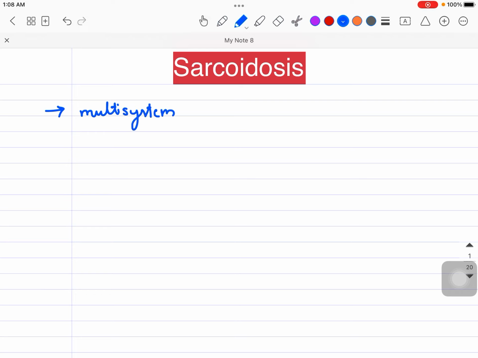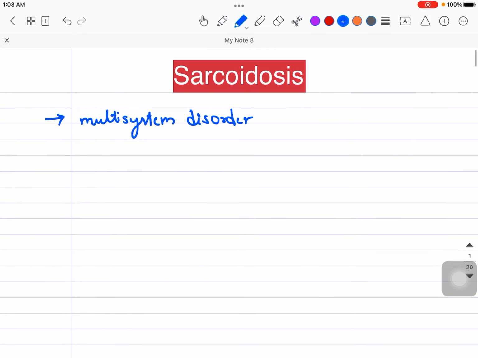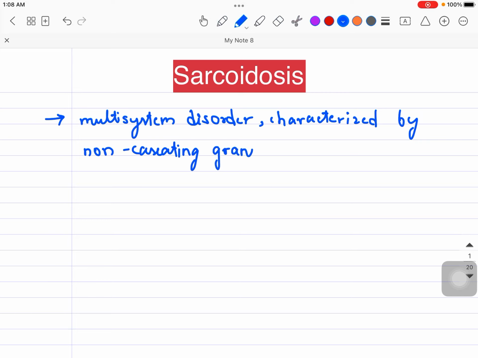The second important thing is a very important entity which is very frequently tested in the exams also, that is non-caseating granuloma. So it is a multi-system disorder which is characterized by non-caseating granuloma, or you can say non-caseating granulomatous inflammation, right?